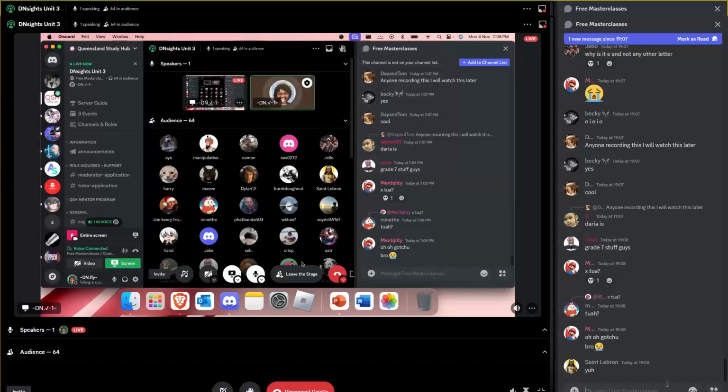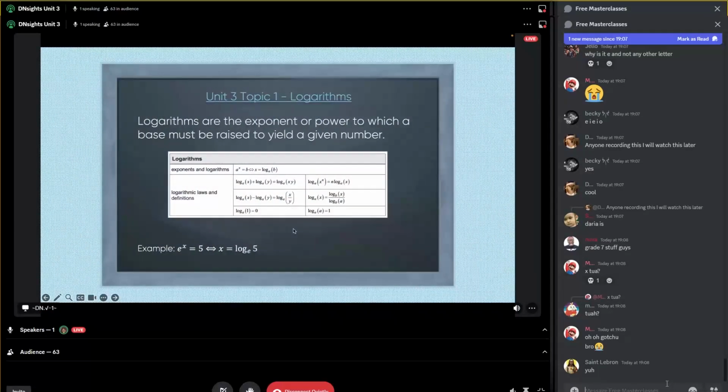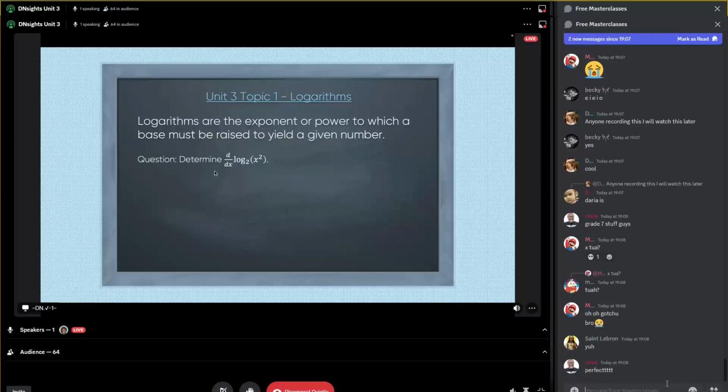Perfect. Okay, let's do a quick logarithm question. I want you to do this: find the derivative of log x squared to base 2. I'll give you 2 minutes to solve for it.